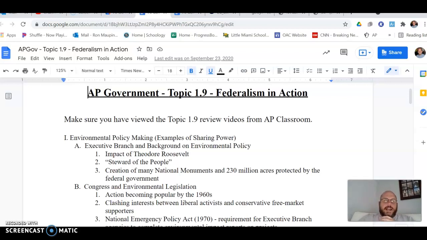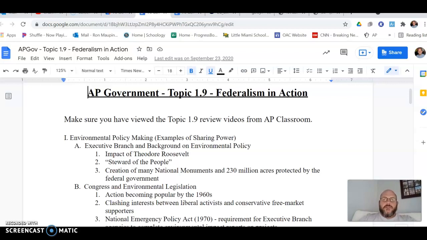Today we're taking a look at AP U.S. Government Topic 1.9, taking a look at federalism in action. Now, of course, when we talk about federalism, federalism is all about sharing. You know, when you're a little kid, your parents tell you about the importance of sharing your toys, okay? And when we talk about government, it is a sharing system.